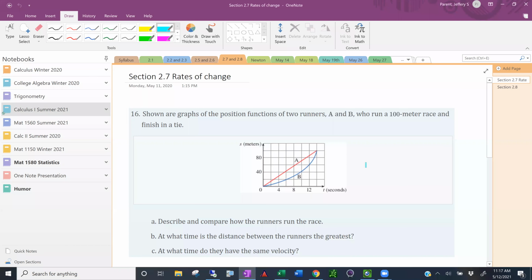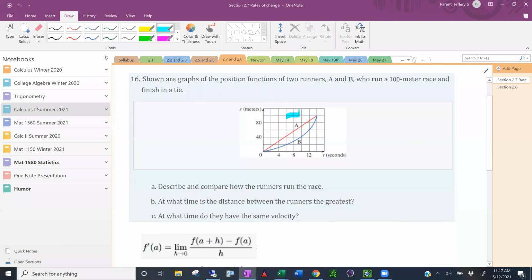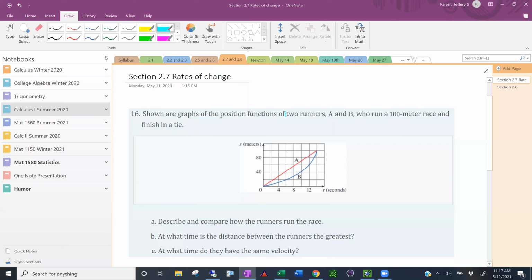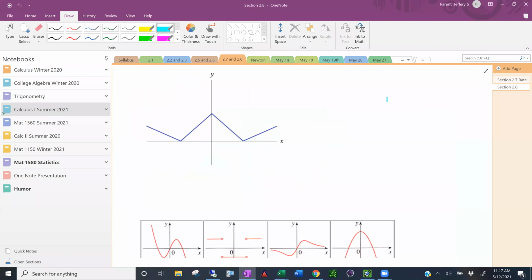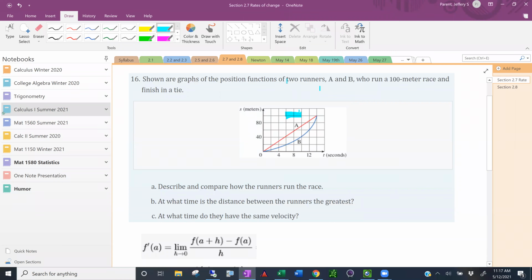But before we get to those, let's just take a look at this example here, because there's one like this in the book. It's showing the graphs of position functions of 2 runners. So got 2 runners, A and B. There we go. So 2 runners, A and B, both have run a 100-meter race and finish in a tie. Describe and compare how the runners run the race.